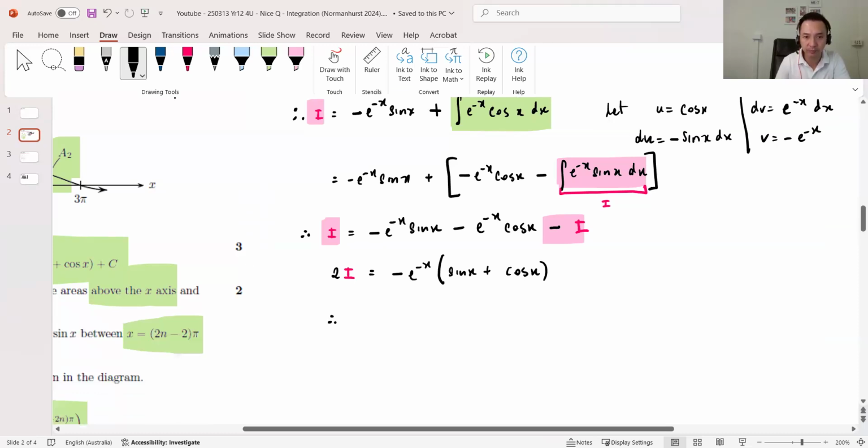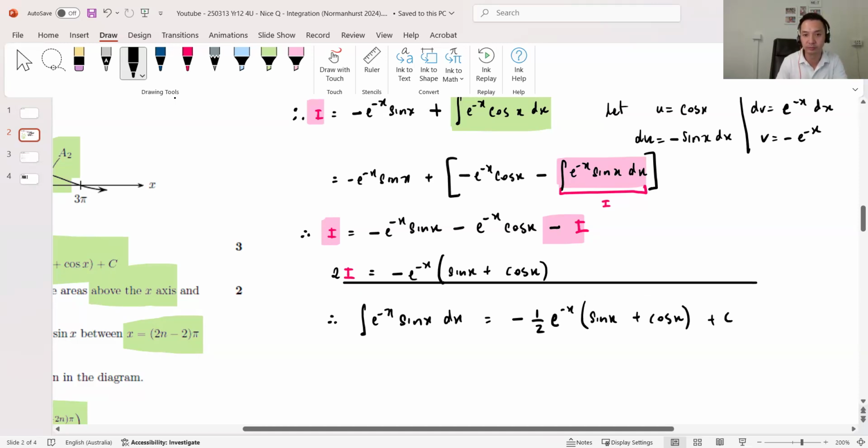Therefore, I, which is the integral of e minus x sine x, equals negative e minus x on 2 outside of sine x. Or should I just put it? So they want me to actually put negative half, okay. So the question itself says, can you please state it like this? So I'll do the same. Negative half e minus x times sine x plus cos x.